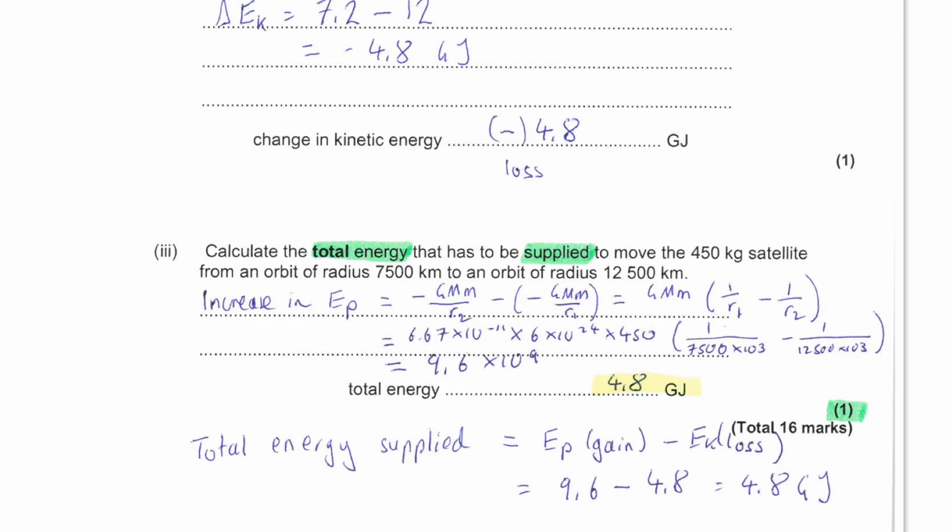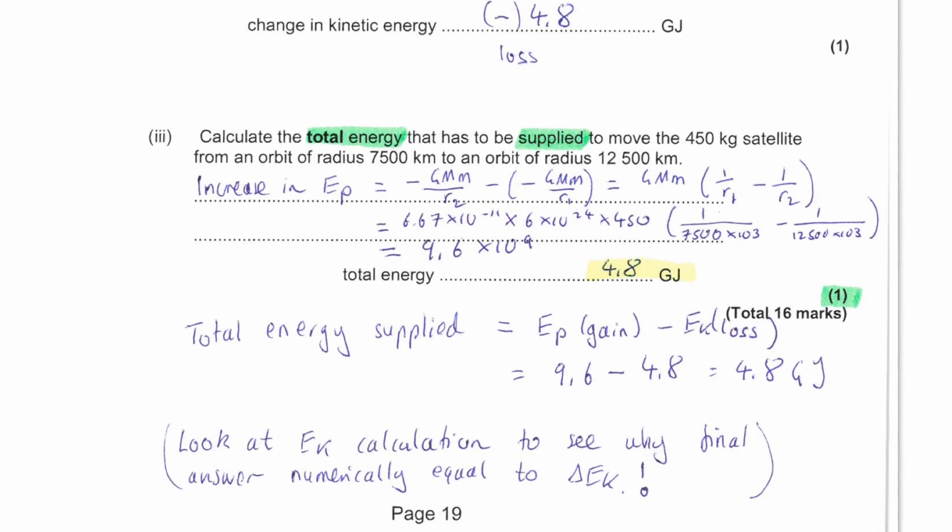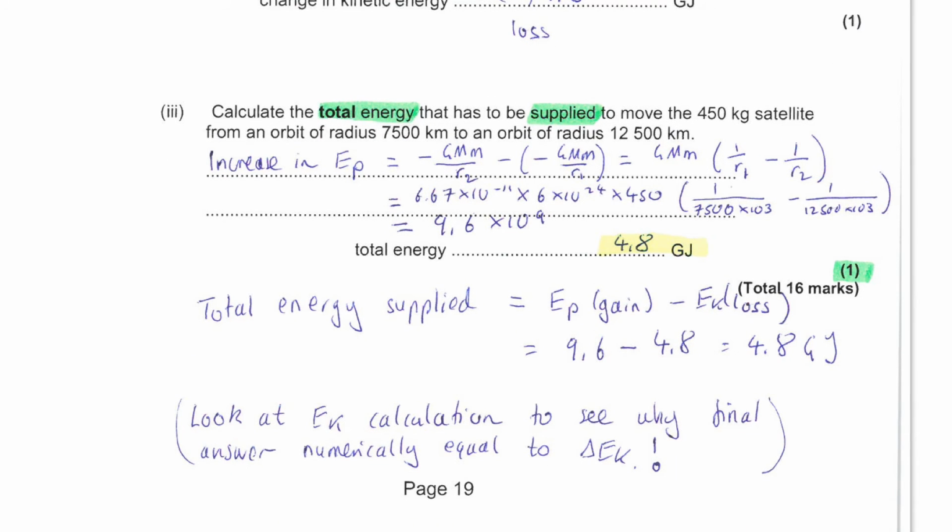Finally, the question asks you to calculate the total energy that has to be supplied to the satellite to move from the lower to the higher orbit. We already are aware that there is a loss in kinetic energy when you make this change, so now you need to calculate what the gain in potential energy will be. So the increase in potential energy will be the final potential energy take away the initial energy.